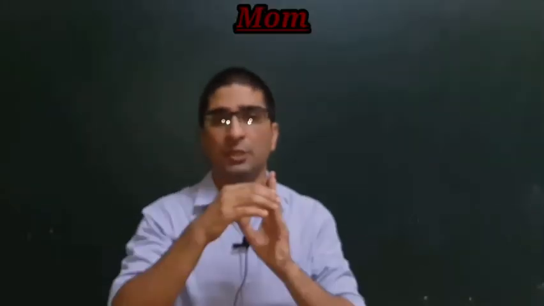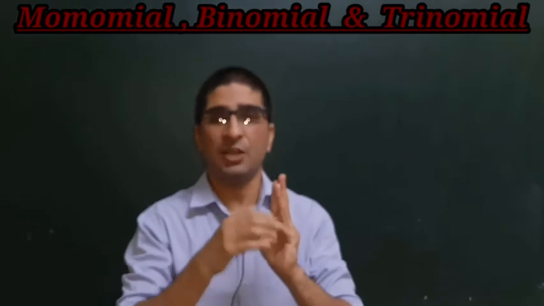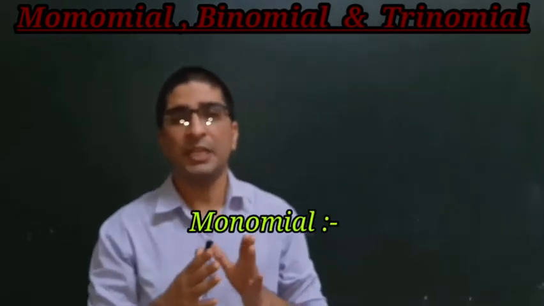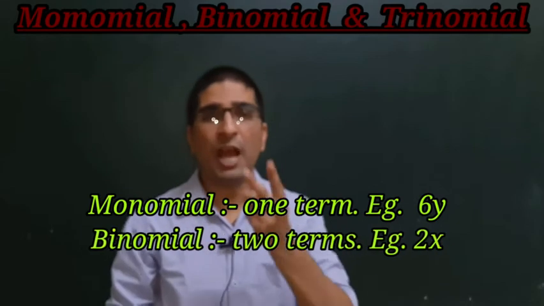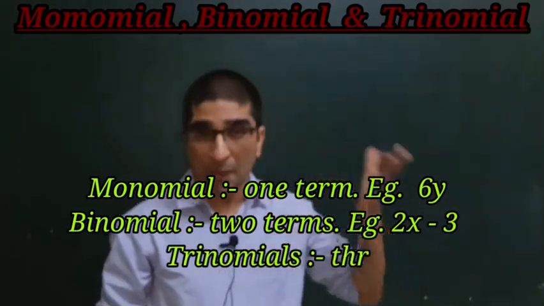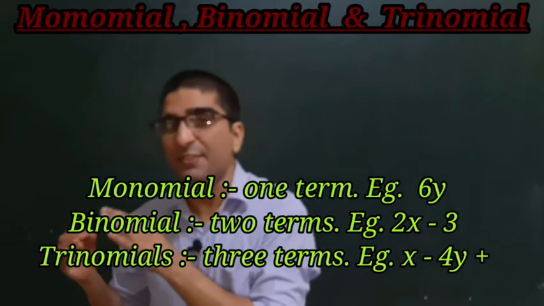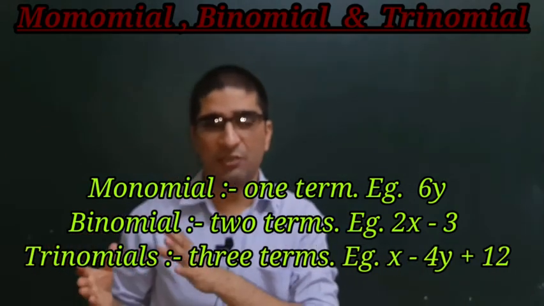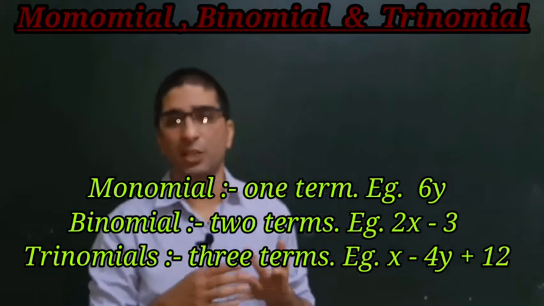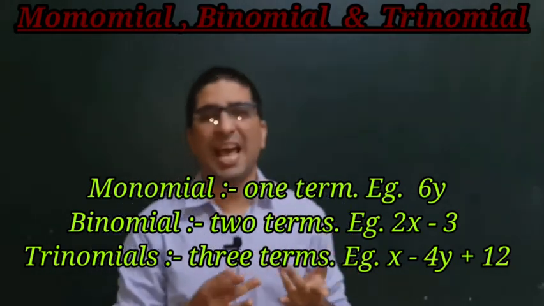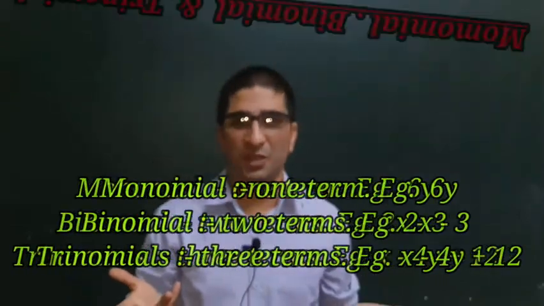Understood? If an algebraic expression has only one term, then it is called a monomial. If it has two terms, then it is called a binomial. Similarly, if it has three terms, then it is called a trinomial. So one term is a monomial, two terms is a binomial, and three terms is a trinomial.